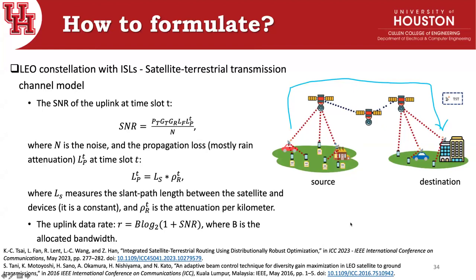Besides the inter-satellite links, the satellite-terrestrial models are very important because the satellites can communicate directly with the users on the ground. For this model, we can calculate the signal-to-noise ratio of the uplink at time t as this one. This equation is very similar to the one for the inter-satellite link, but one more different thing is the A_opt here. A_opt is the propagation loss, mostly due to rain attenuation. This loss can be defined as this one, where L_s is a constant and rho is the attenuation per kilometer. With this SNR, we can calculate the data rate based on Shannon theory, like this.